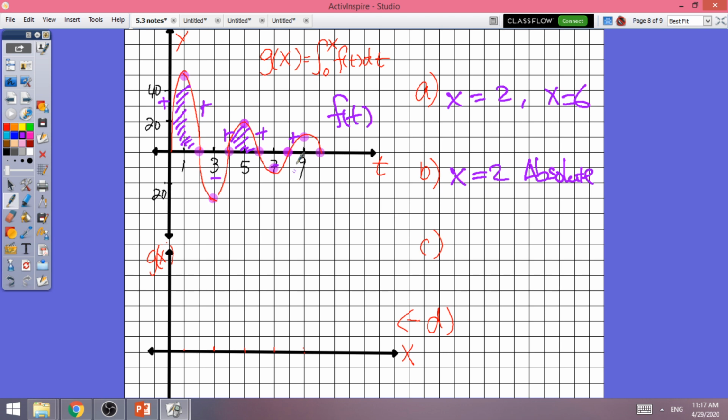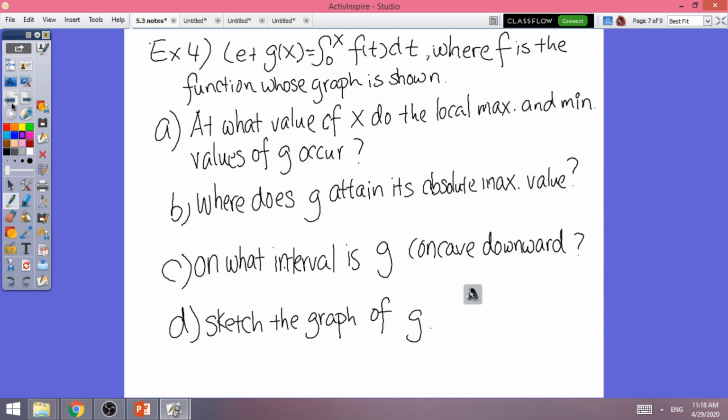For those of you who might be wondering, what about the endpoint? Well, if you compare the area over here, it's not as big as the previous area under the curve, so we don't count that. Okay? And now let's see what else. It's absolute max at 2. Okay, so now for the next one.